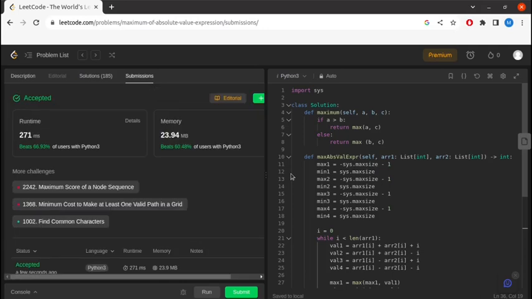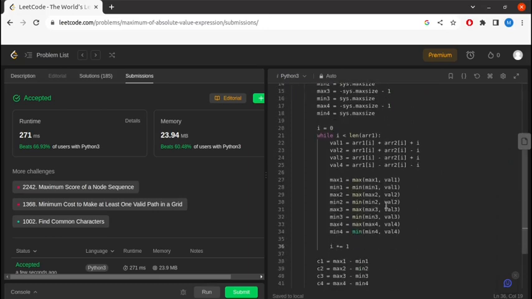Okay, so very well, guys. So this got accepted, and that's it, guys. So this is the code for it, and that's the explanation.